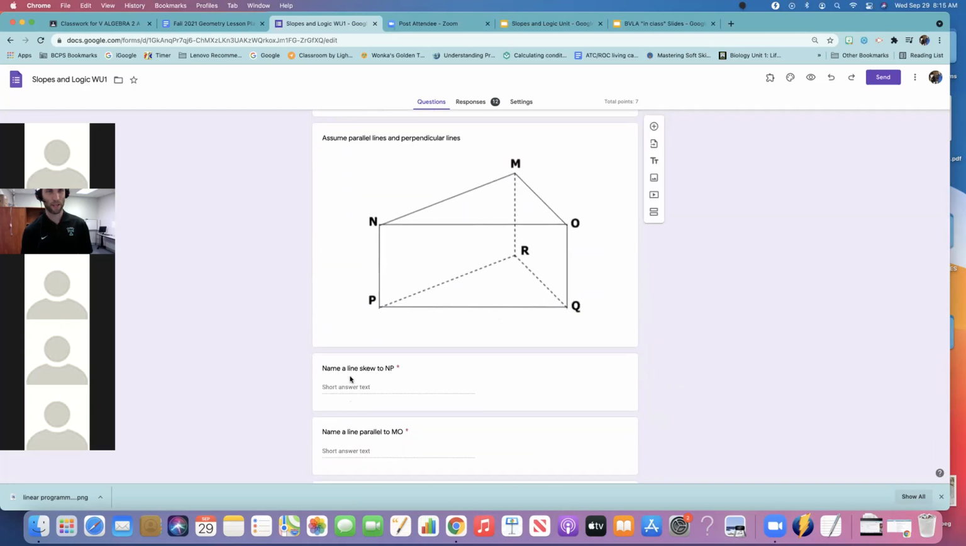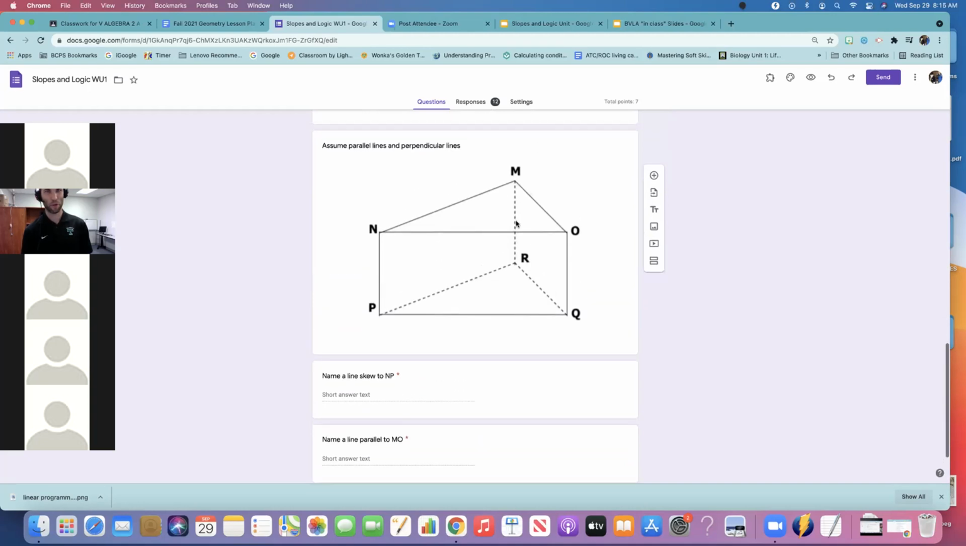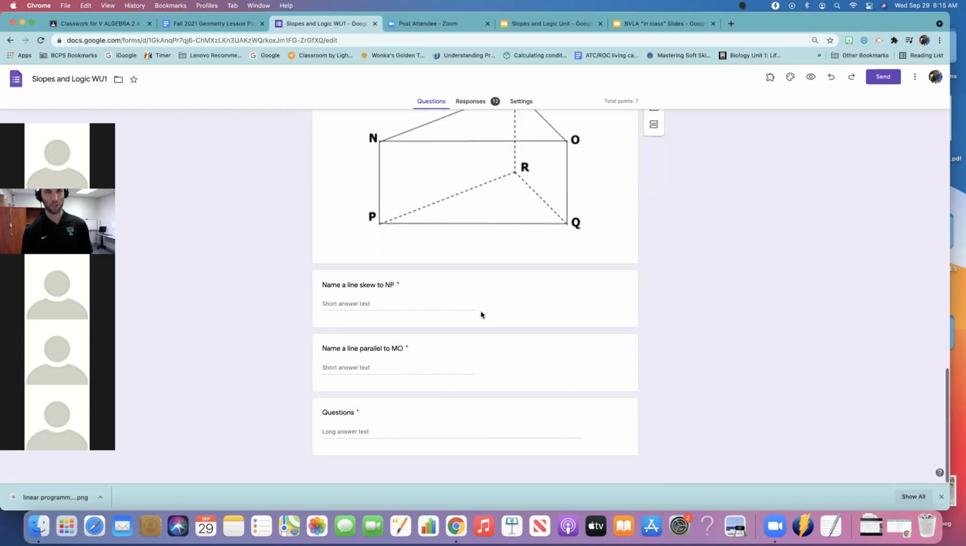Down here, it says name a line skew to NP. So here's NP right here. So skew, remember, is not in the same plane. So it's not going to touch it, and it is not parallel to it. So it'd be MR or OQ. You can also put QO or RM. Either one of those 4 would work. Name a line parallel to MO. MO is right here. Parallel would be RQ or QR.